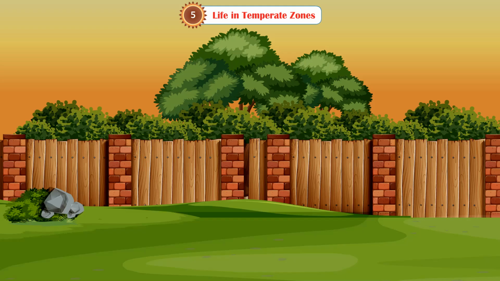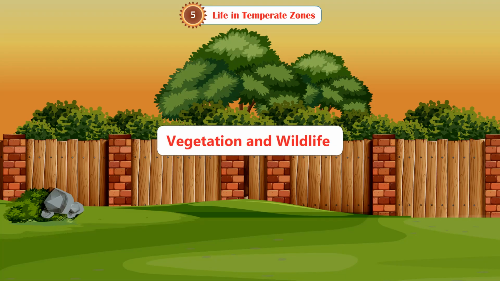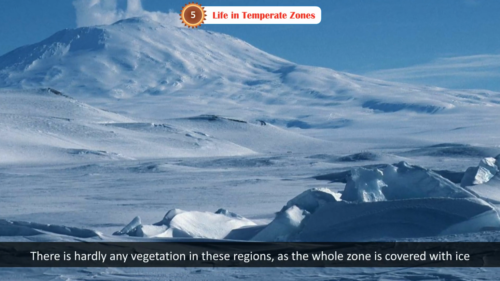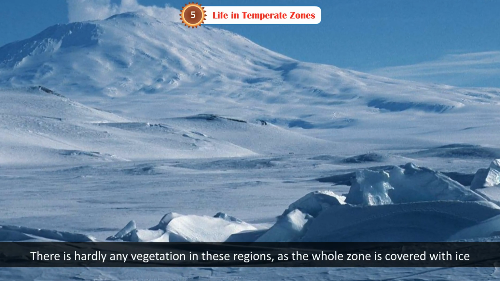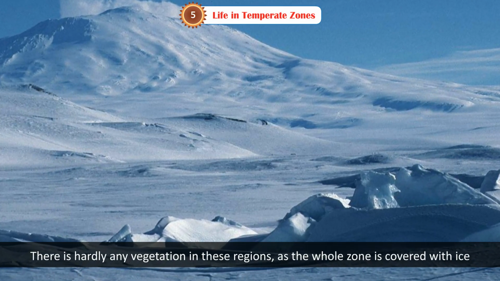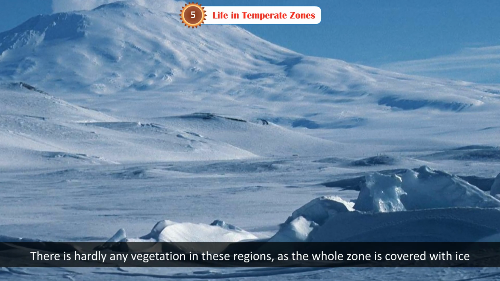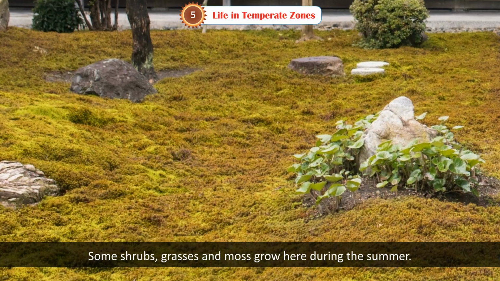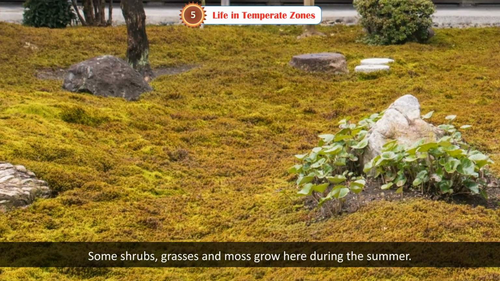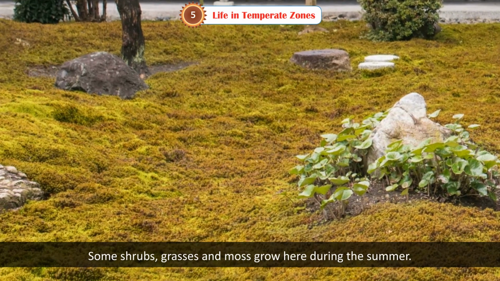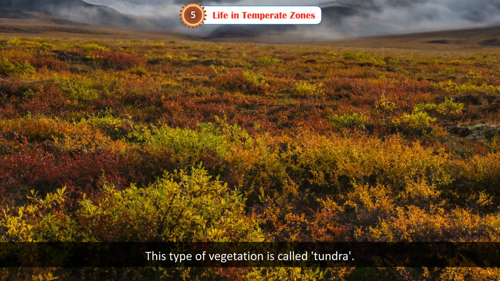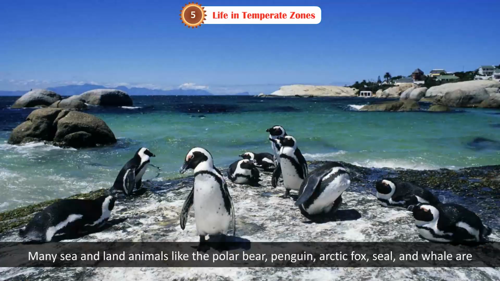Vegetation and wildlife. There's hardly any vegetation in these regions as the whole zone is covered with ice and snow. Some shrubs, grasses, and moss grow here during the summer. This type of vegetation is called tundra.